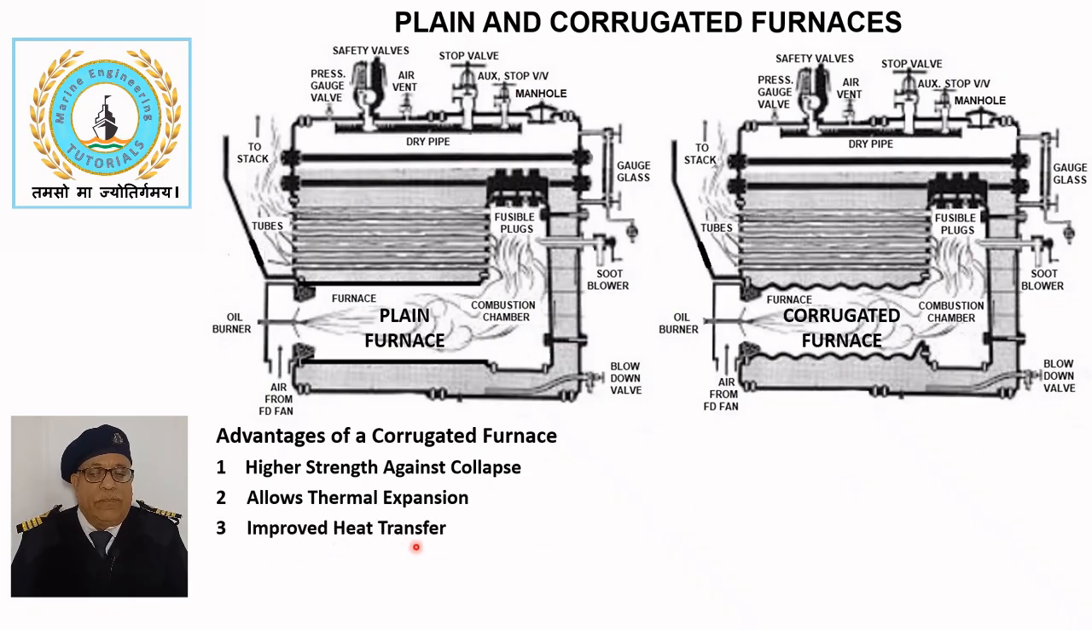Improved heat transfer. Corrugated furnaces provide a larger heating surface area compared to plain furnaces, which improves heat transfer. The turbulence created by the corrugations further enhances the rate of heat transfer. Permits higher working pressure. The stronger construction of a corrugated furnace allows operation at higher pressures compared to a plain furnace.